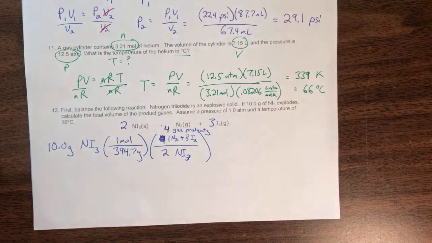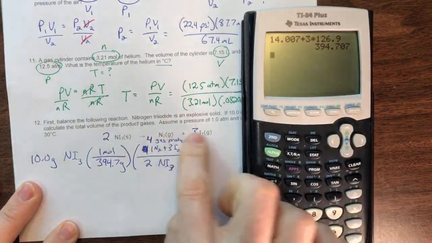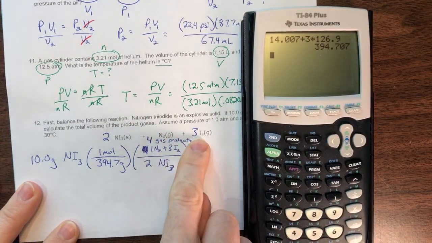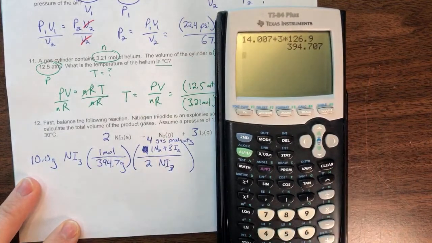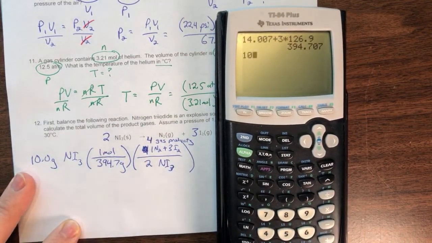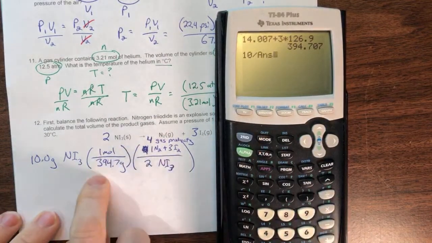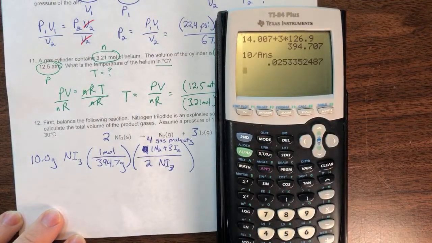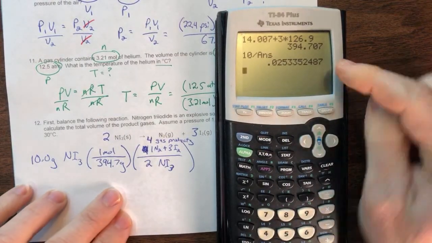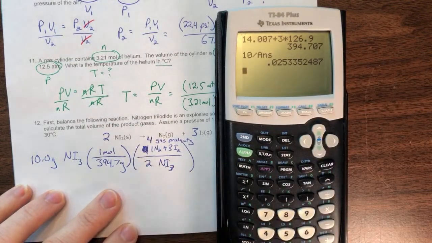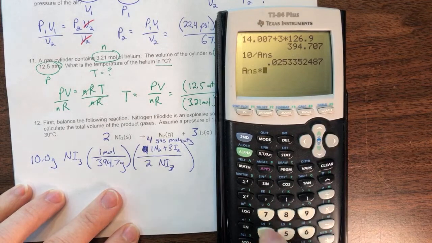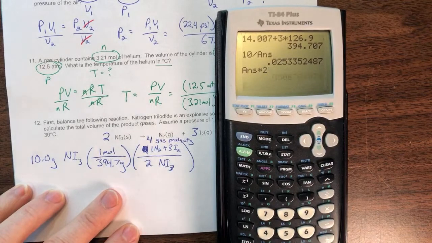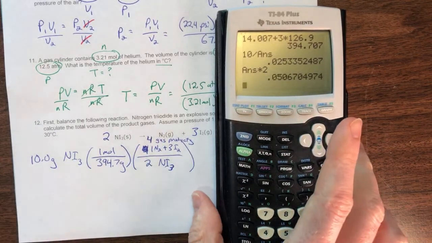So 4 gas products. If there was only 1 gas product, then you would just worry about that 1. But because there's 2, we have to add the 1 of the nitrogen plus the 3 of the iodines. So let's do the total math. We start off with 10. We're going to divide by the molar mass of the nitrogen triiodide. That's going to give us this number, our moles of nitrogen triiodide. Then we're going to multiply it by 4 over 2, which is the same as multiplying it by 2. That's going to get us 0.05 moles of gas.